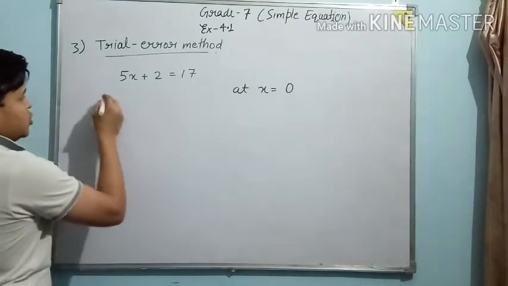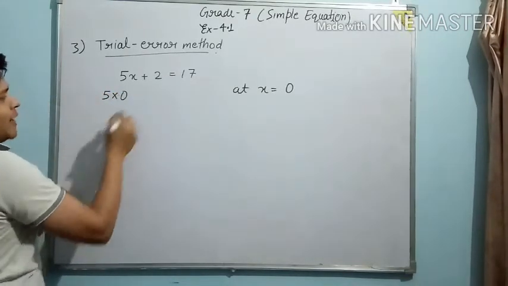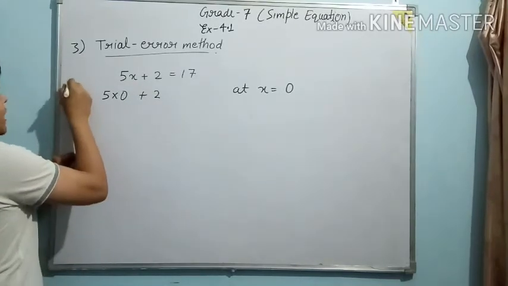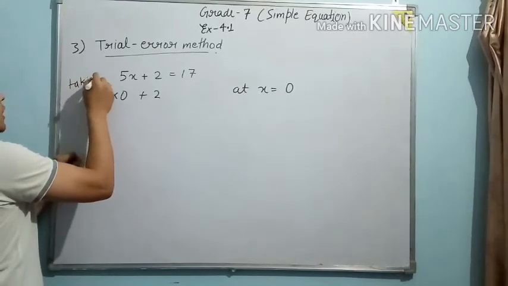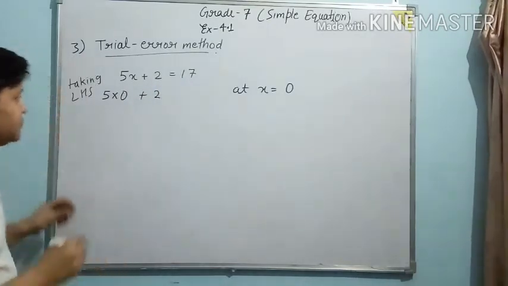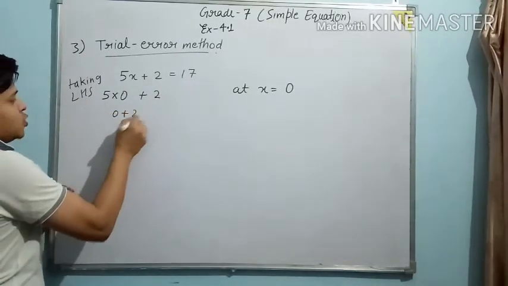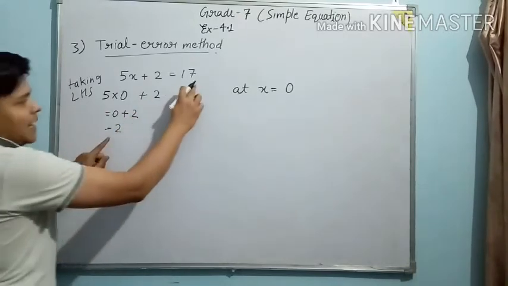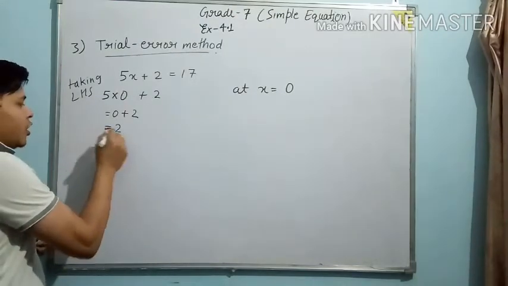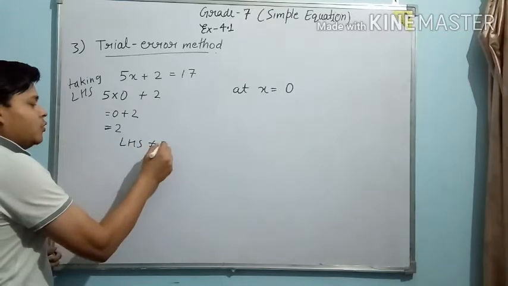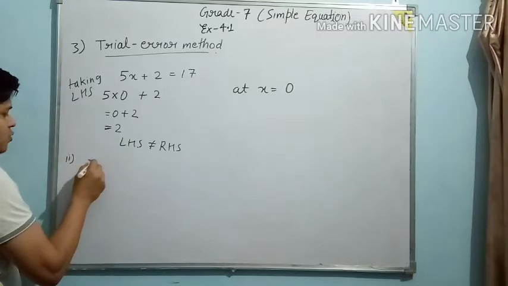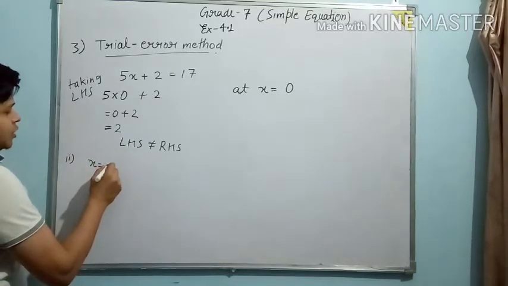So at x equals 0, I will put 0 in place of x and check whether I am getting 17 in LHS. I am taking the LHS part only, because in RHS we don't have any variable. So 5 into 0 is 0 and 0 plus 2 is finally 2. But our RHS is 17 and LHS is 2. That means right now LHS is not equal to RHS.